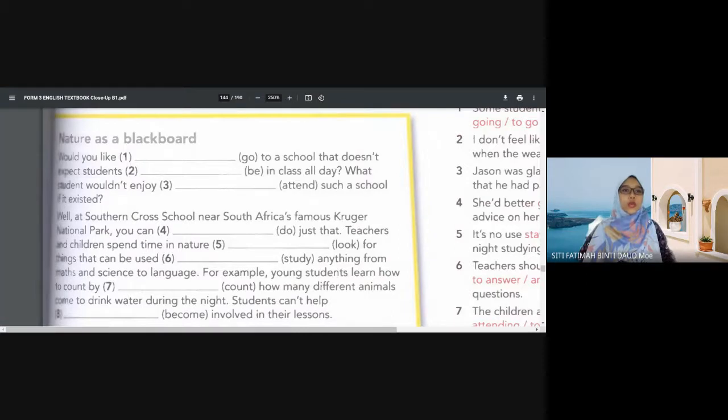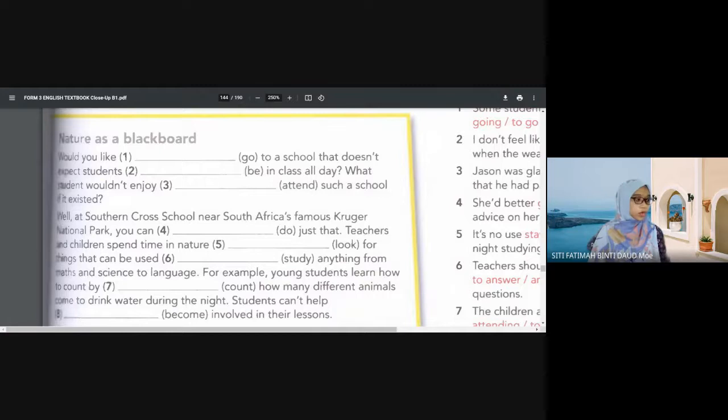What student wouldn't enjoy attending or to attend such a school if it existed? To attend or attending? The word attend here should be the noun. So, attending, menghadiri sekolah, like that, such a school. Okay, what student wouldn't enjoy attending such a school if it existed?